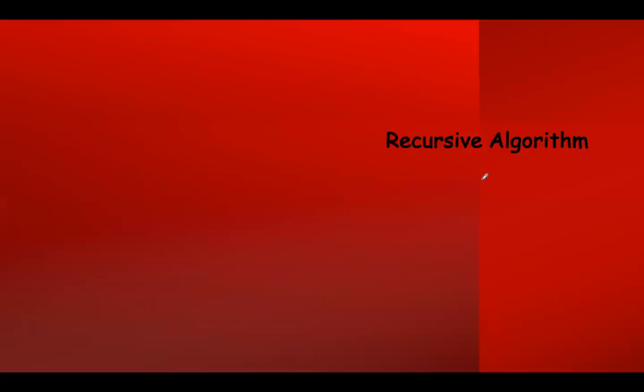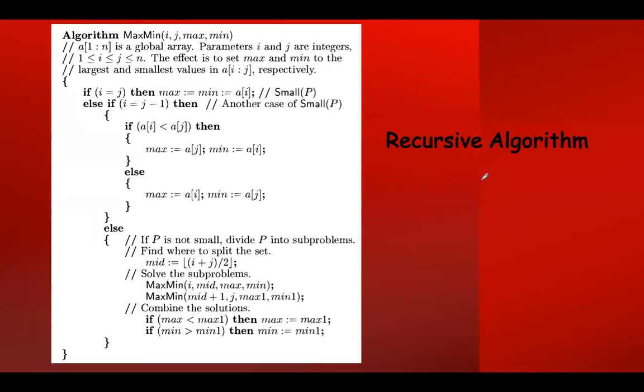So let's see the recursive algorithm. This is the algorithm for the maximum minimum problem, where we are using the divide and conquer technique. So how does divide and conquer work in this case? Divide and conquer means, obviously, I have an array of n elements. That array I have to divide into two parts. That is the first step.